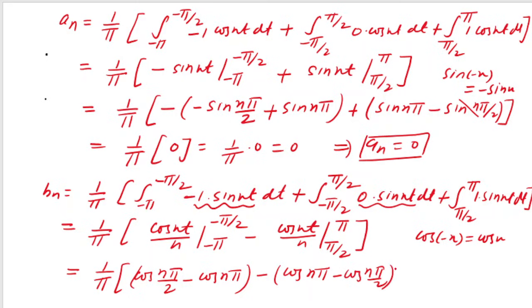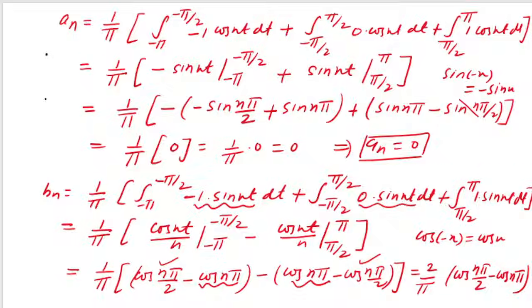So is anything getting cancelled here? Cos n pi by 2 and minus minus plus cos n pi by 2, so it will be added. And this is minus cos n pi and minus cos n pi, so it will basically be 2 times 2 by pi, and here I am getting cos n pi by 2 minus cos n pi. So the Fourier coefficient Bn I have got; a0 and an both become 0.